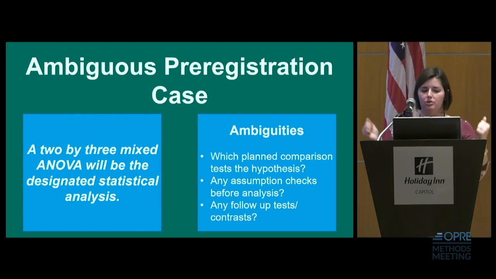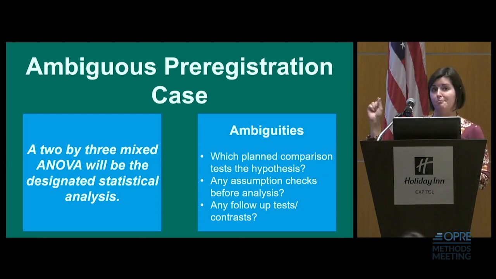Okay, just one more example. You could say I'm going to do a 2x3 mixed ANOVA. That's my planned analysis. But hidden within that, which planned comparison in the 2x3 is the one that tests the focal hypothesis? Are there assumption checks? Do we need to do follow-up tests or contrasts? Right? Still many more decisions to make, even if we've made a pretty tight specification for the type of analysis that we're doing.